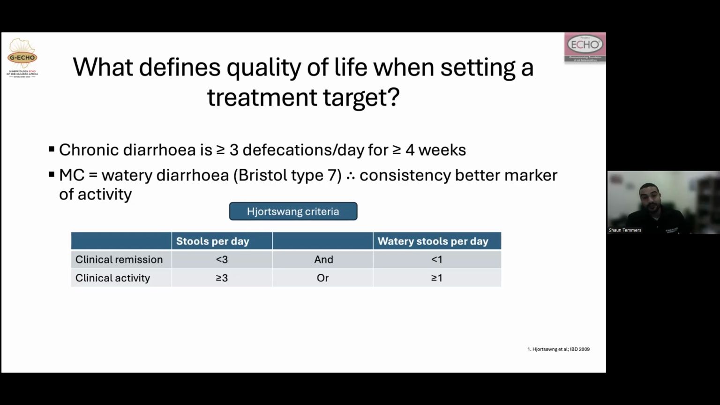From their work, they developed criteria looking at clinical remission and disease activity. The criteria for disease activity were based on both stool frequency and consistency, but if you pay attention to the left of the table over here, even the presence of a single watery stool per day, even though there were fewer than 3 stools per day, would still define active disease. And that's important in following up these patients.